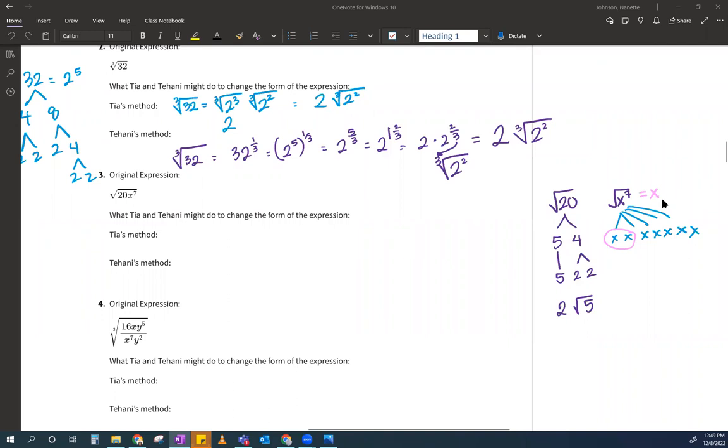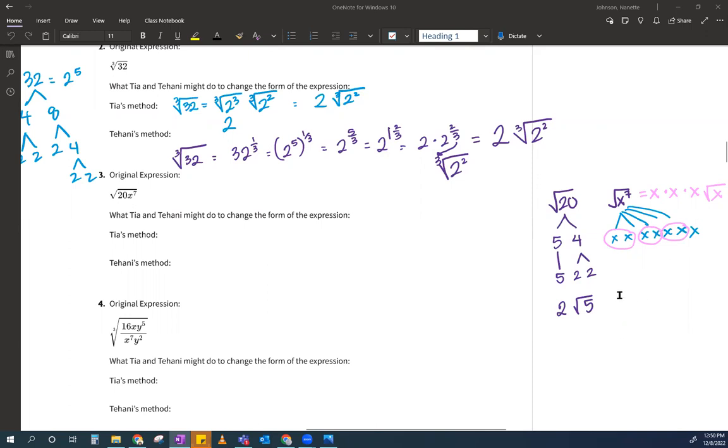So how do I rewrite x times x times x times the square root of x? How do I rewrite that? What is x times x times x? That's what I'm really asking. Yeah, very good. x to the 3rd. So this is going to be x to the 3rd times the square root of x. Everybody okay with that? Yeah, x to the 3rd times, okay, very good.